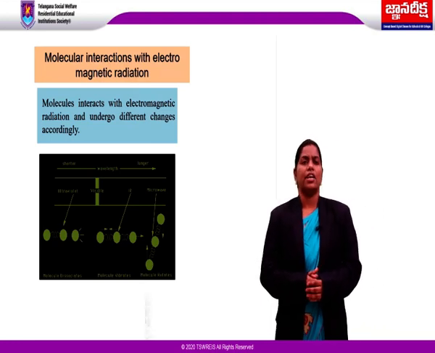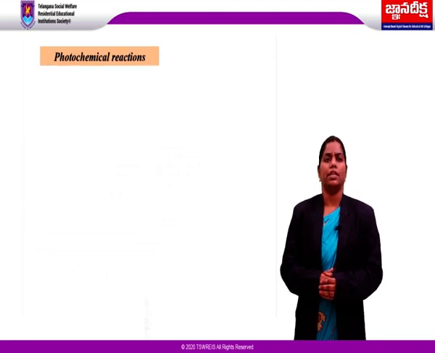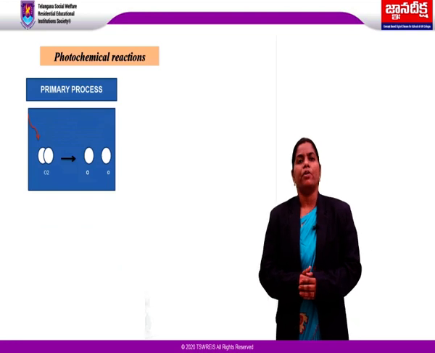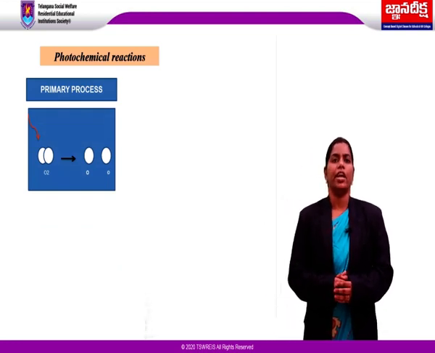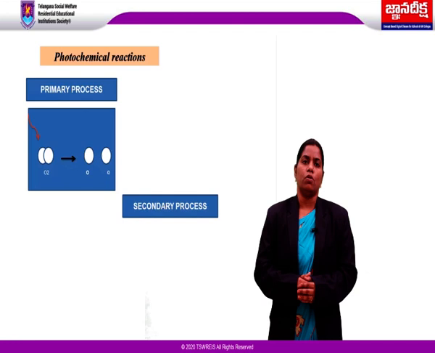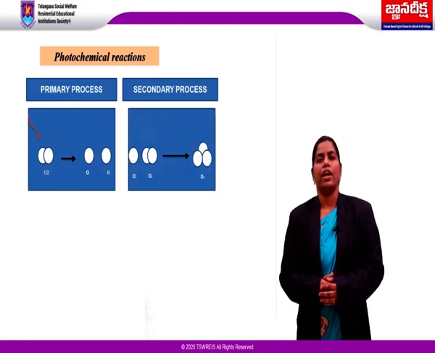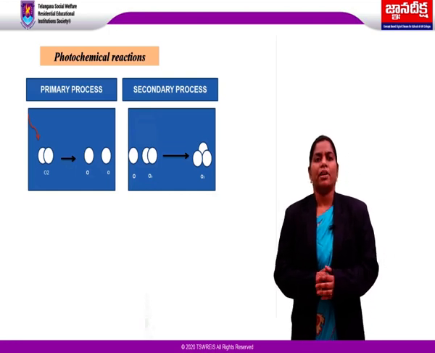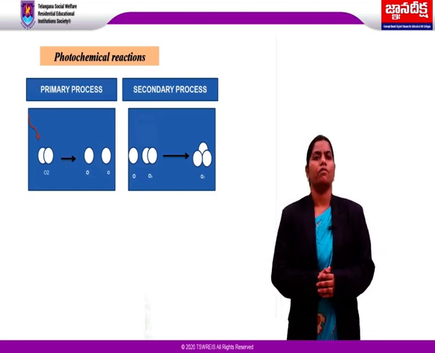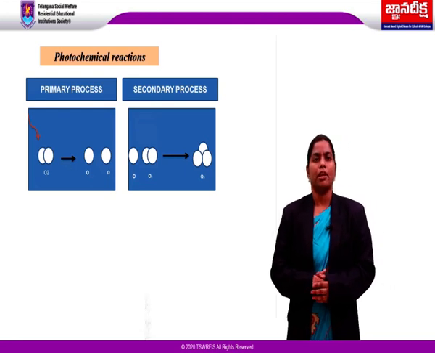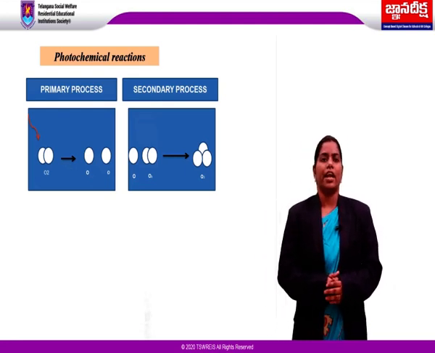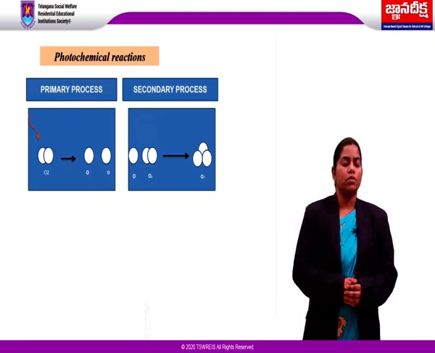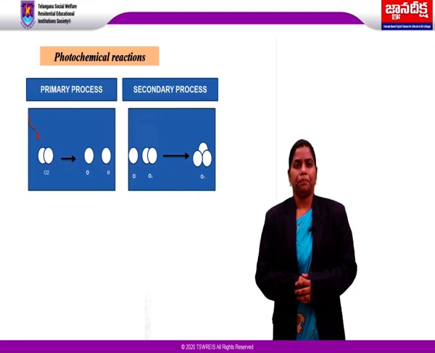The photochemical reactions occur mainly in two steps. Step 1, which is also called the primary process, is where the activation of the molecules takes place by radiation with light. And the second step, which is also called the secondary process, is where the activated molecules get converted into products. Here, I have mentioned the example of the formation of the ozone molecule, where in the primary process, the oxygen gets irradiated with light and becomes activated, followed by the formation of ozone in the second step.